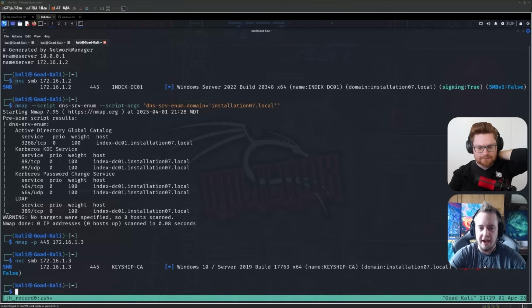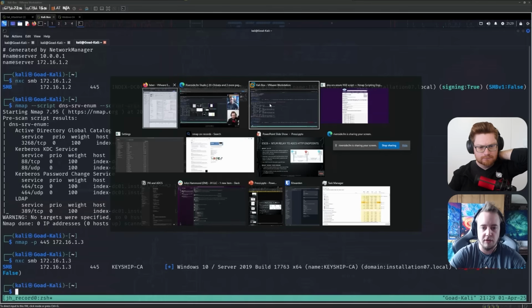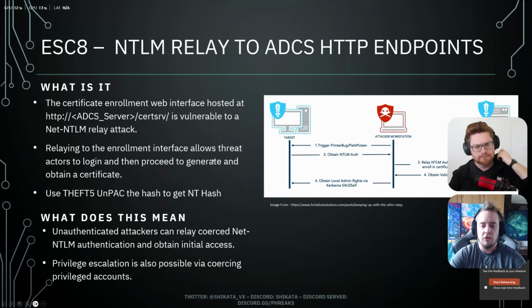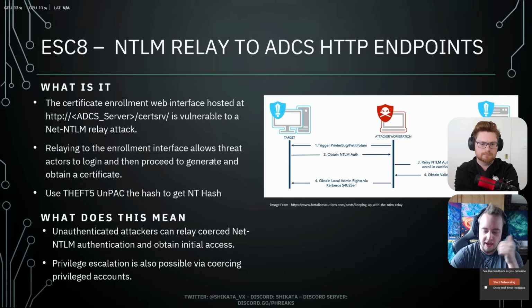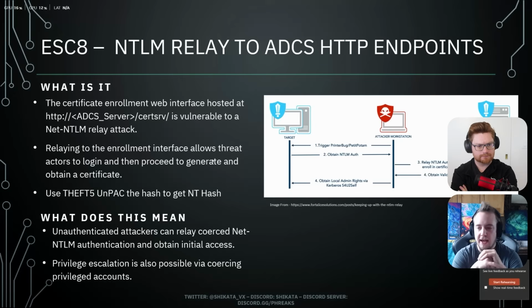So to walk us back, let's go back to the presentation for one second. Let's look at what's called an ADCS HTTP endpoint. The reason this is important is that when these series of attacks first came out, this was the instant way to get domain admin. So we're going to start off with a bang. ESC8 is what SpectreOps called this, but specifically this is a NetNTLM relay to an Active Directory Certificate Services HTTP enrollment endpoint. That's a mouthful, so let's break it down.